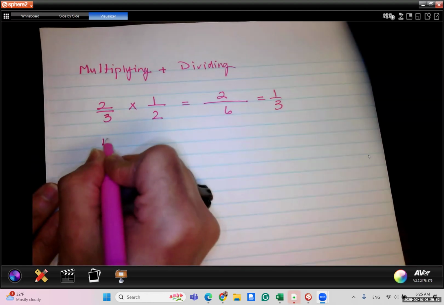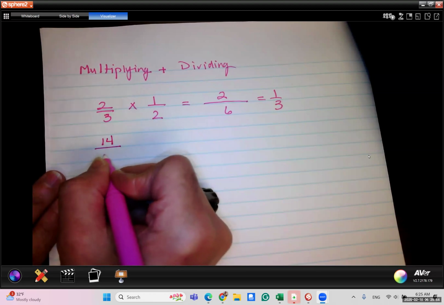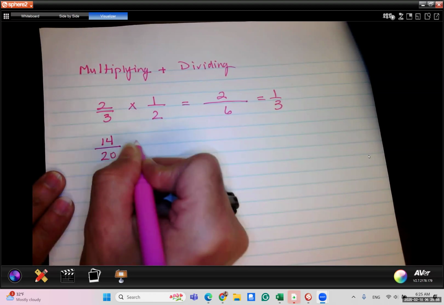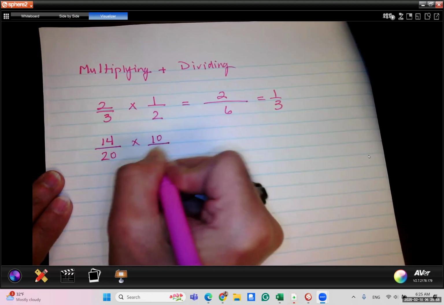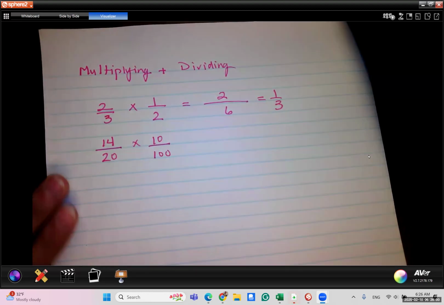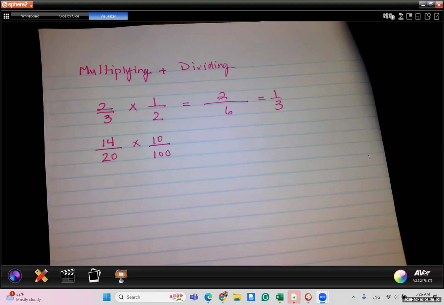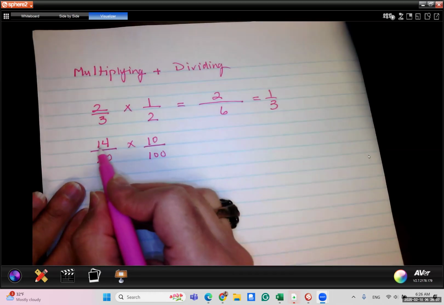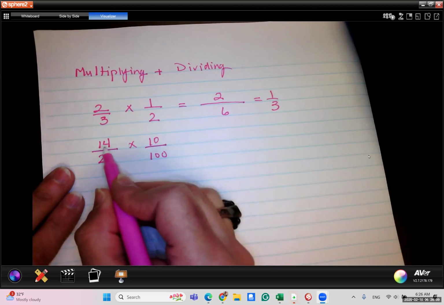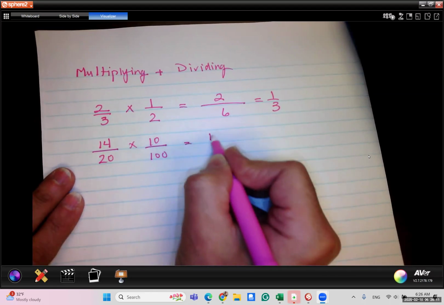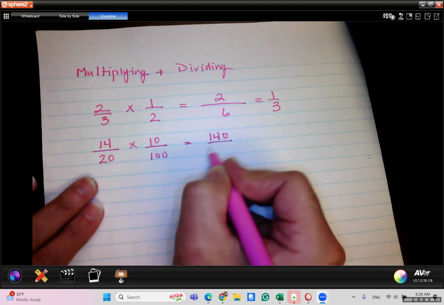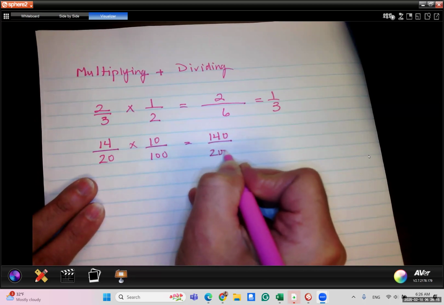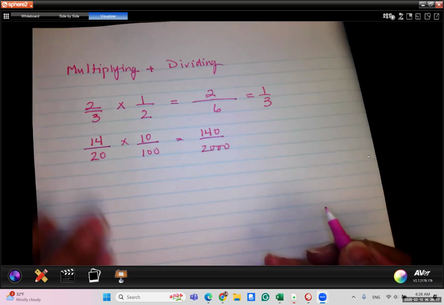Let's try a larger one. Let's say you have 14 over 20 times 10 over 100. There are a couple of things you can do so that you don't have to reduce at the end, but let me do that in a different way. Let's just go ahead and multiply straight across. 14 times 10 is 140, and 20 times 100 is 2,000. It looks like a huge number, right?